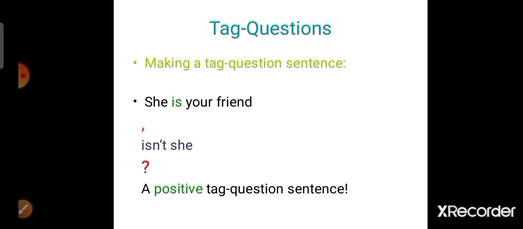We should know how to make a question tag. Making a tag question sentence. She is your friend. "She is your friend" is a positive statement. After the comma, since the sentence is positive, the tag is negative: isn't she? After that, you should put a question mark. This is a positive statement with a question tag.